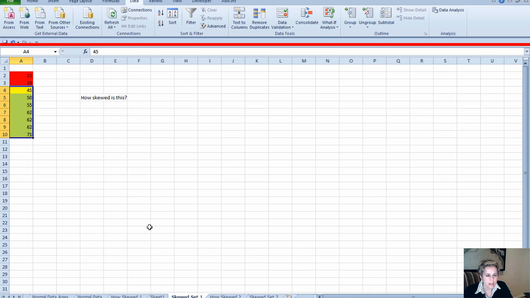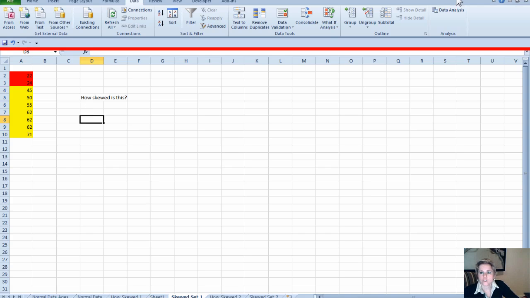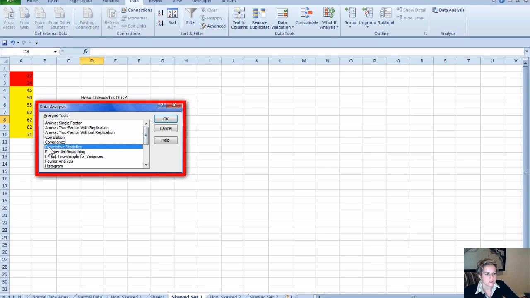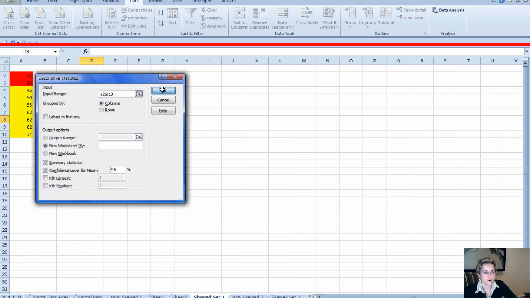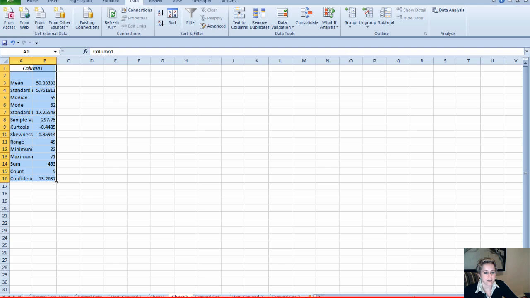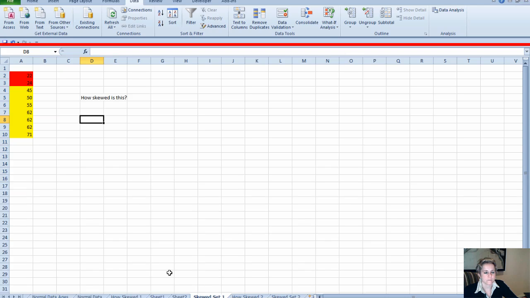Okay, this is very cool. If we go to data analysis, we choose descriptive statistics, hit OK, and then fill this in again. A2 through A10, you can see those are the values here. And we check summary statistics, confidence level for the mean, which we'll talk about later, and hit OK. Now we get to figure out how skewed this data really is.